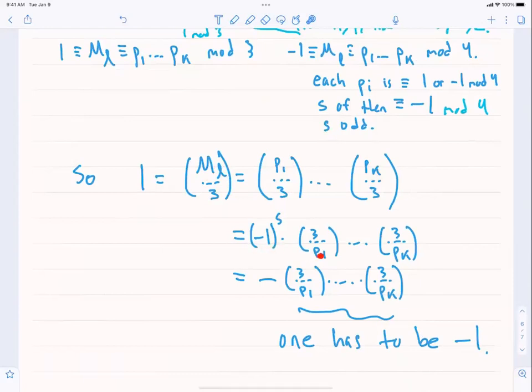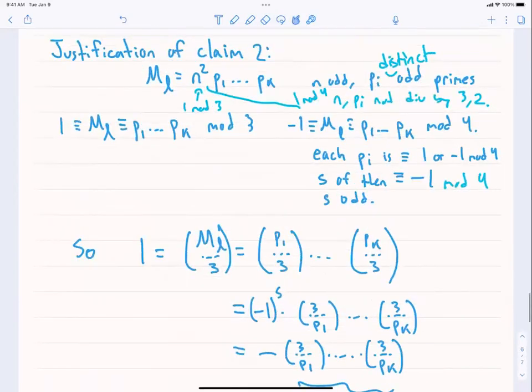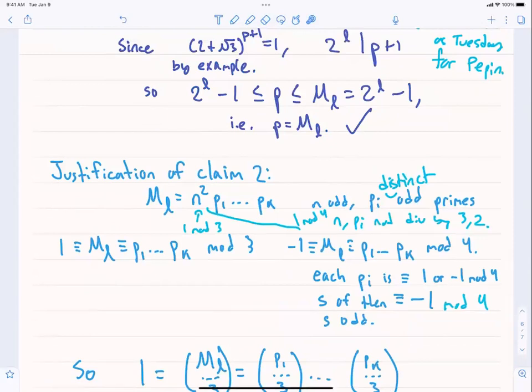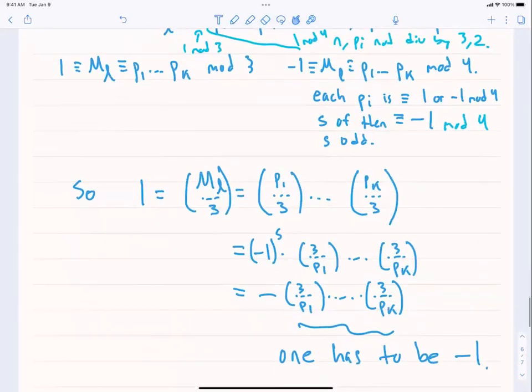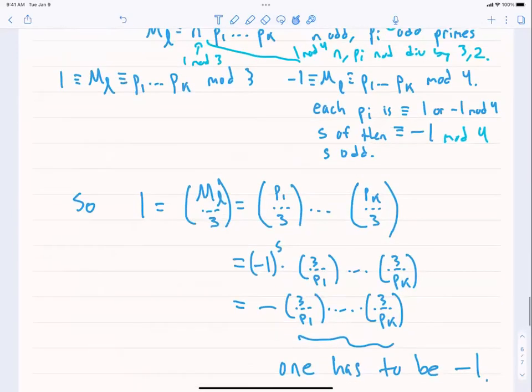And now I get to flip all of these. And since that S is odd, that just gives me a -1 times all of these Legendre symbols. Now, because I'm getting 1 over here and a negative sign over here, at least one of these Legendre symbols I'm multiplying together, each of which is +1 or -1, has to be -1, because otherwise, if I multiply this all together, I get -1. But I know I'm supposed to get 1. And so that's why in the end, you do end up with some prime dividing m_L where 3 is not a square modulo that prime. And that's the thing we used in this argument.